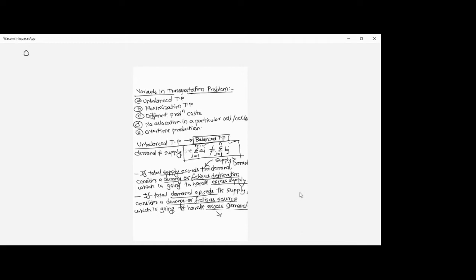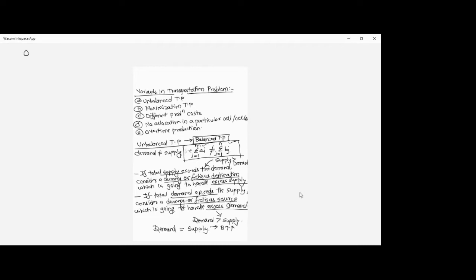And in this particular case, what I can write is demand is greater than that of the supply, right? These are the two things that we are going to do, and by doing this, our demand will be equal to supply, and hence it will be a balanced transportation problem, and we can move ahead with the regular procedure of solving the transportation problem. There is a change in only one step.